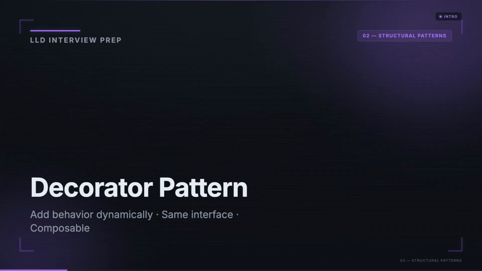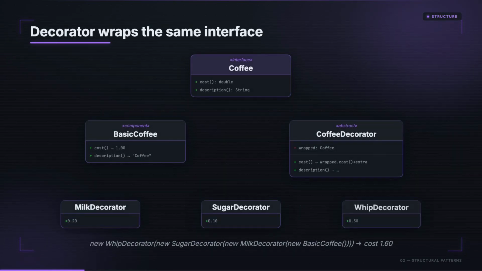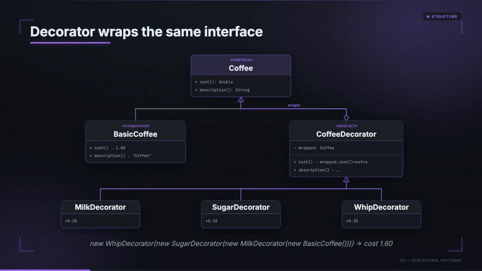Decorator solves this by wrapping objects at runtime instead of extending them at compile time. The key insight: a decorator implements the same interface as the object it wraps. From the outside, a decorated object is indistinguishable from a plain one. A base decorator holds a reference to the wrapped component and delegates every method call through. Concrete decorators extend this base and add behavior before or after the delegation.